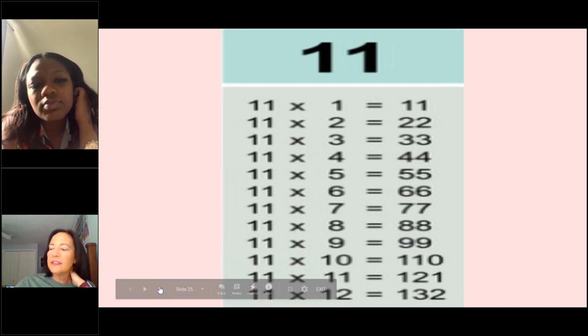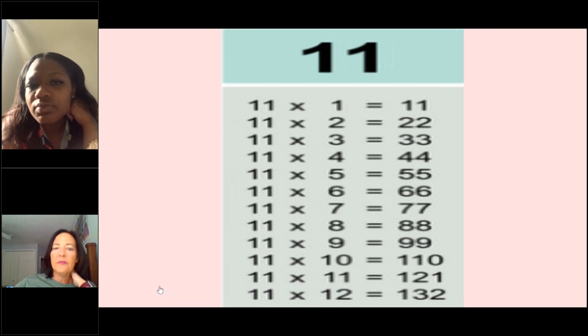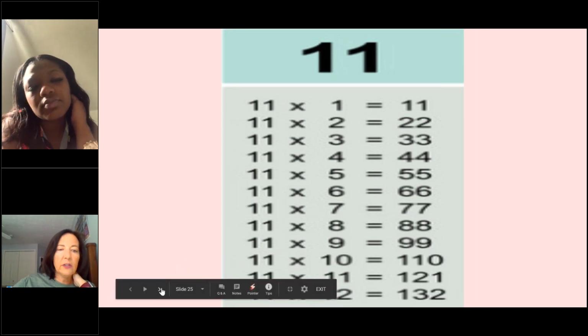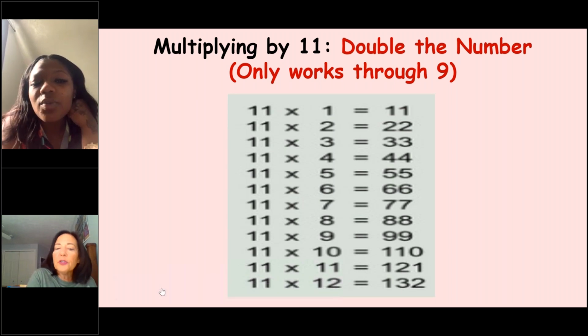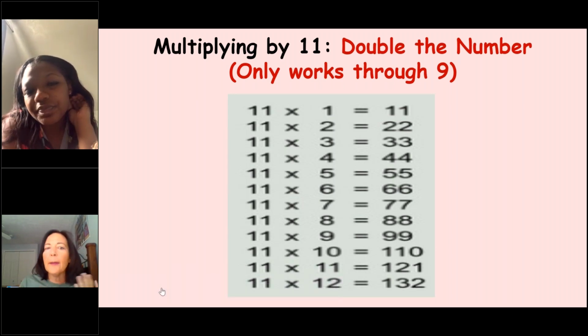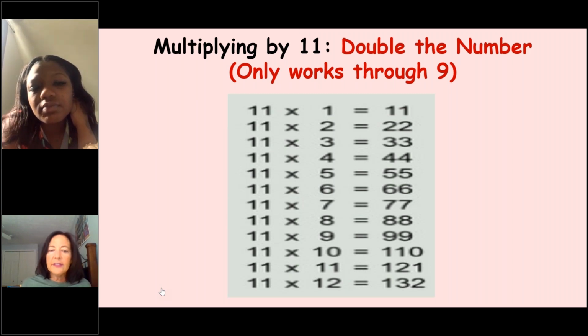The 11s, a lot of my students, 11s are really easy for them too. And I'm guessing that you're one of those that's already figured out the numbers 1 through 9, you just double it up. So 11 times 6, 66. 11 times 8, 88. So I'm assuming, did you already know that one? Yes.